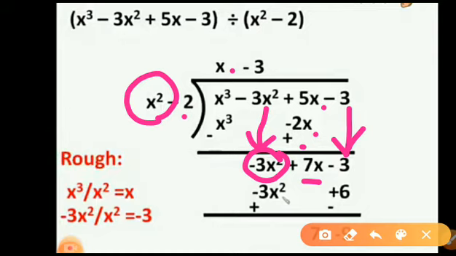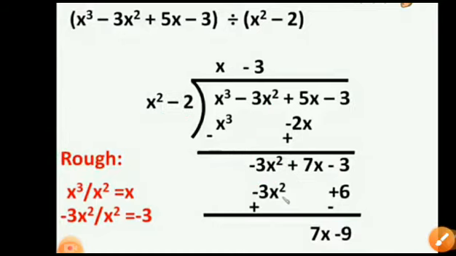I'll be getting this here. And then what is the remainder? It is 7x minus 9. Now can I divide 7x minus 9 further by x square minus 2? No. Why? Because the degree of 7x minus 9 is 1, while the degree of x square minus 2 is what? 2. So further it won't be divided.